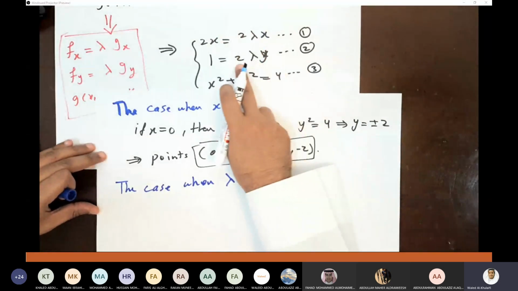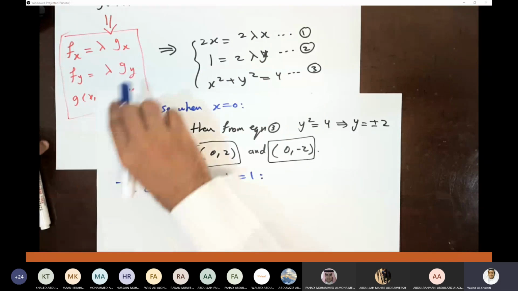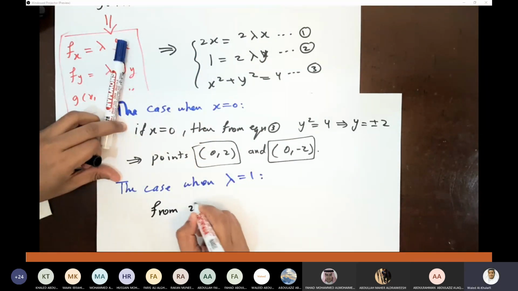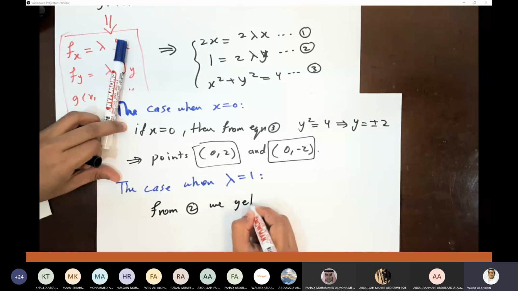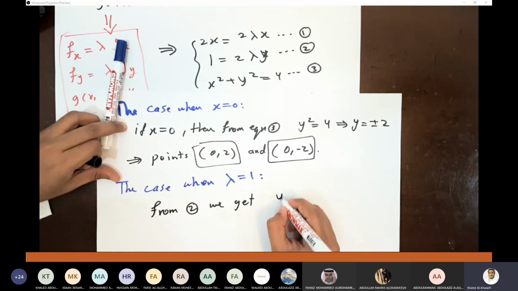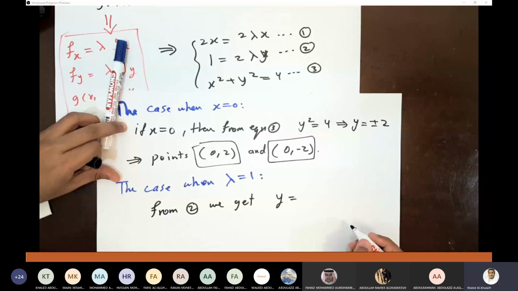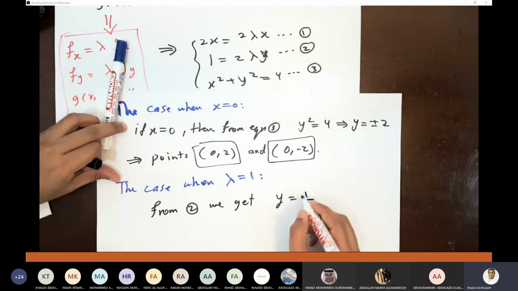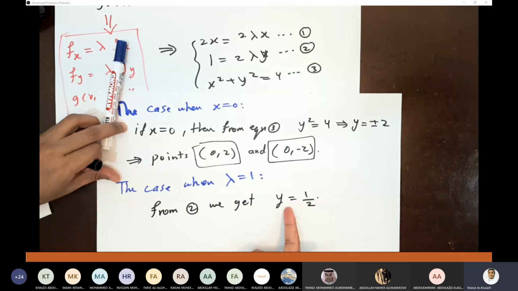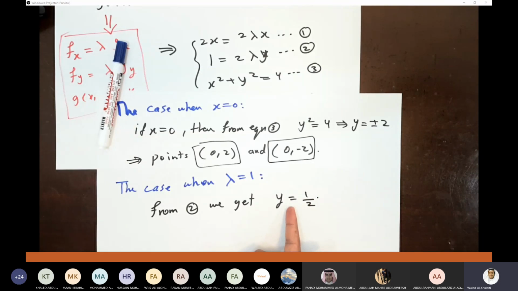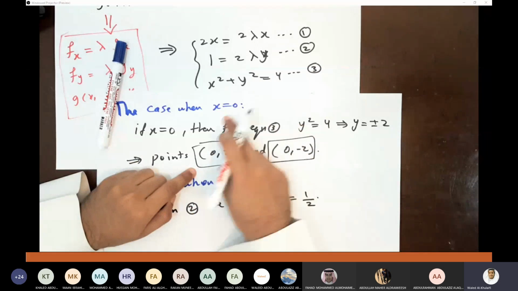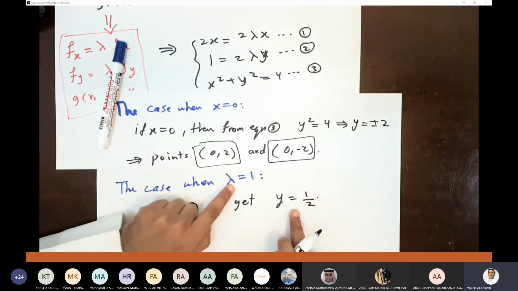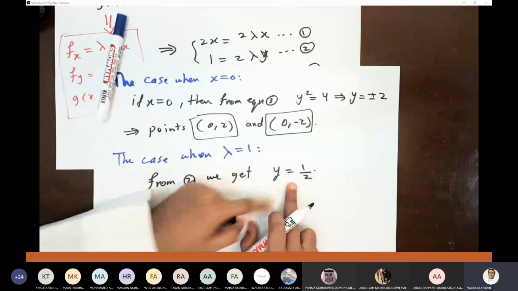Now if you look at 2 يا شباب, from 2 we get, what we get يا شباب, y equals half. طيب now I have y. How to find x? Because x remains. By the way يا شباب, here I didn't need to find lambda because I'm caring about x and y. That's it. I'm caring about the point. But here, if lambda equal 1, I found y, but I need to find x. How to find x يا شباب?